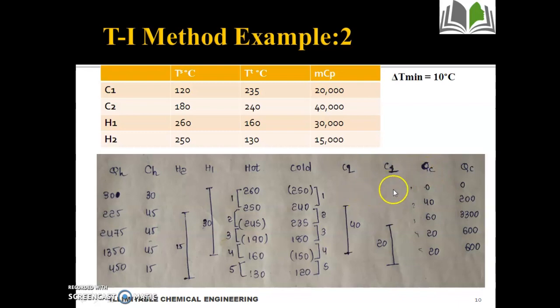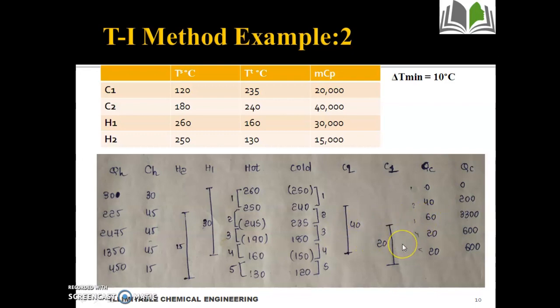Now in the first interval none of the cold stream is present, so it is 0. In the second interval only the C2 stream is present, which has a specific heat of 40. Here it is CC into 10 raised to minus 3, so 40 into 10 raised to 3. Now in the third interval both streams, C1 and C2, are present, so it is 60.